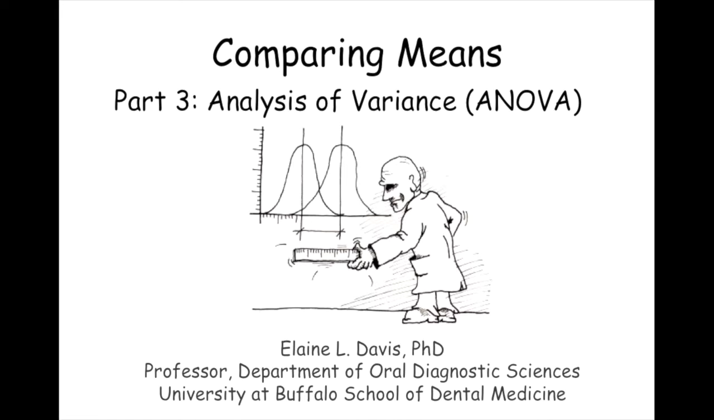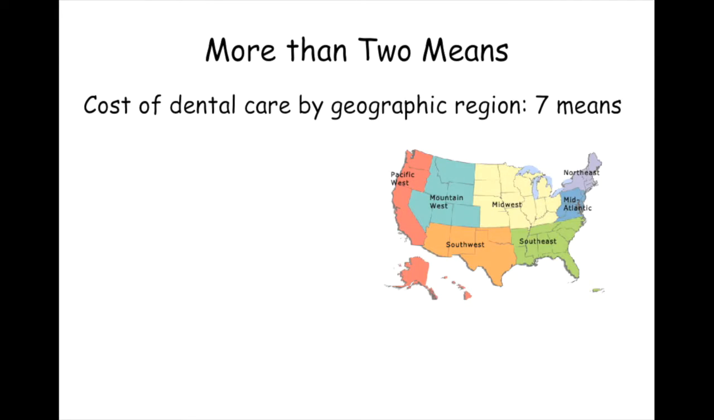This video focuses on analysis of variance. A public health policy researcher wants to know if the cost of dental treatment varies by geographic region. A t-test is not appropriate because there are more than two groups. The statistical test used when there are more than two independent means is called analysis of variance, or ANOVA.